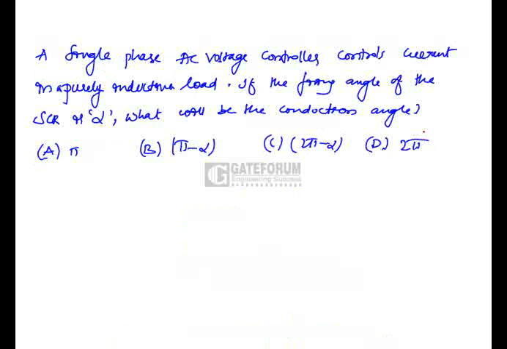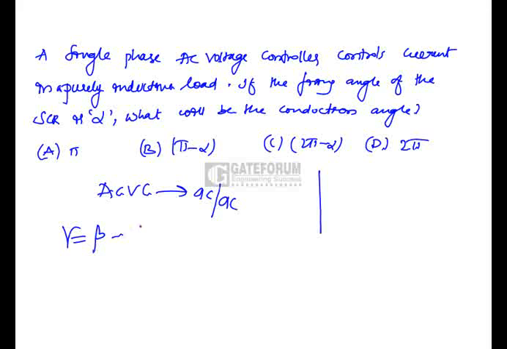This AC voltage controller controls current in a purely inductive load. If the firing angle of the SCR is alpha, what will be the conduction angle? AC voltage controller converts AC to AC. So what is the conduction angle? Conduction angle gamma is given as extinction angle minus firing angle alpha. Since we have a pure inductive load, the extinction angle is always at pi. Firing angle is alpha, so conduction angle gamma is pi minus alpha, which is option B.